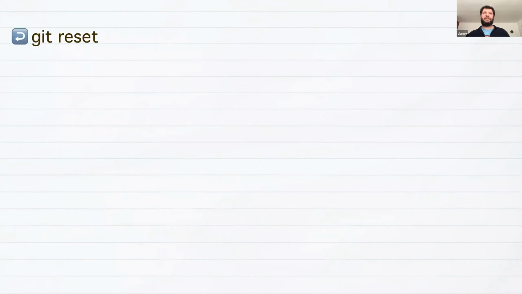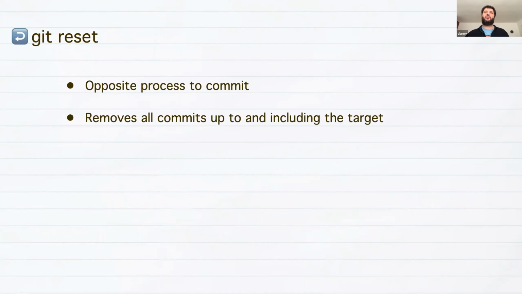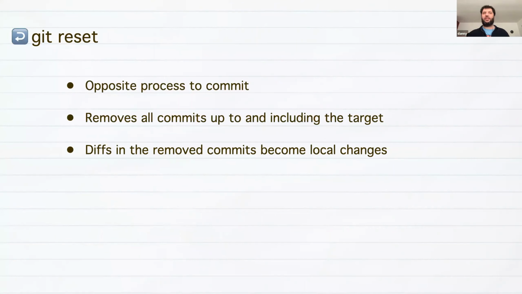Another one is git reset. So git reset is the opposite process to commit. It's essentially uncommitting. It allows you to remove all the commits up to and including the target. And then any diffs that are in those removed commits become local changes.